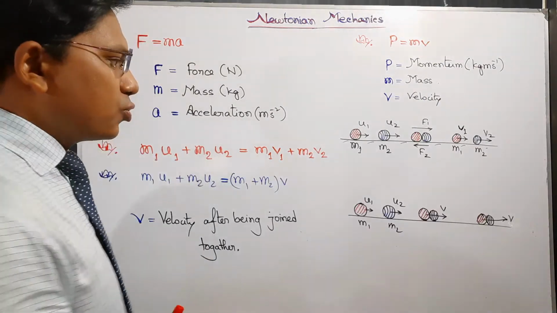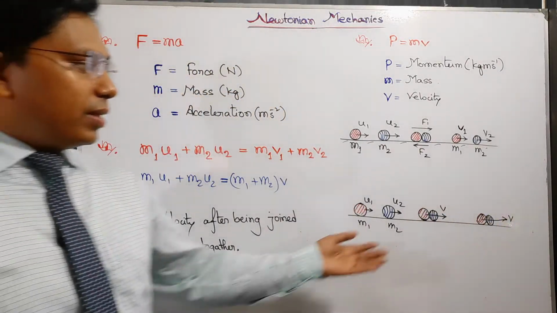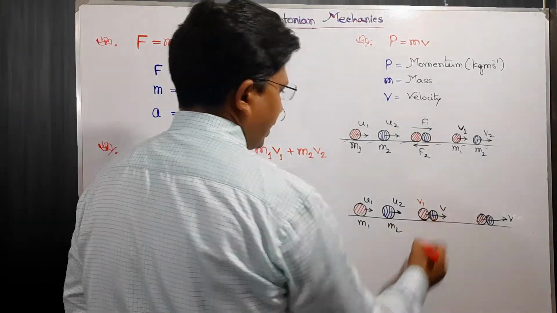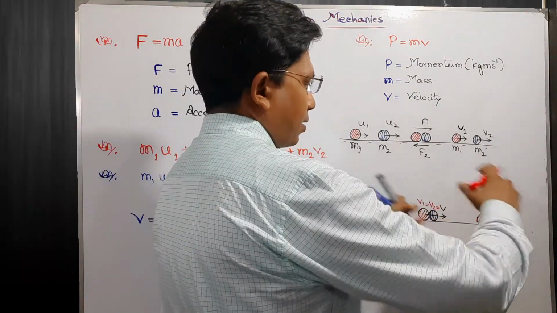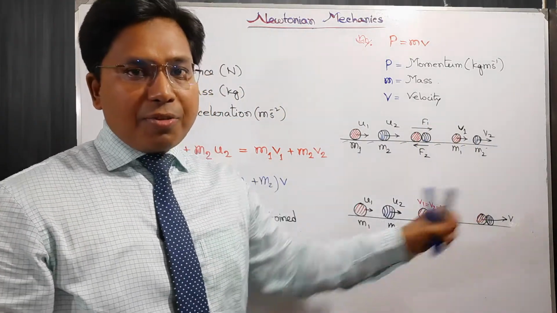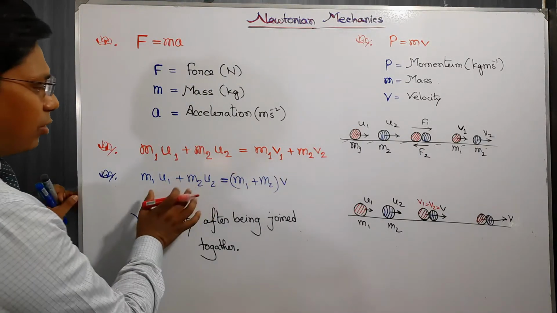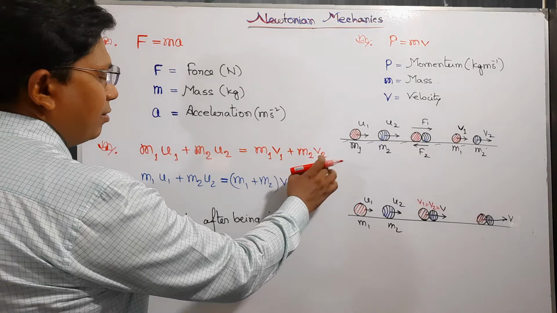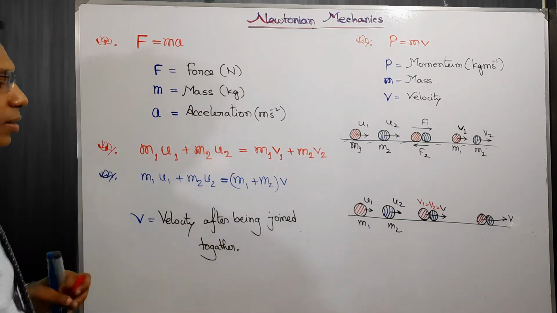If after collision these two objects make a single body and move together, they move with equal velocity. That means after collision the first object velocity v1 and the second object velocity v2 are both equal, and they move as a combined body. Then the velocity is considered as v. So we can write a new equation for this phenomenon. Here v1 and v2 are written as a common v. This v is the combined body velocity, written here as velocity after joining.